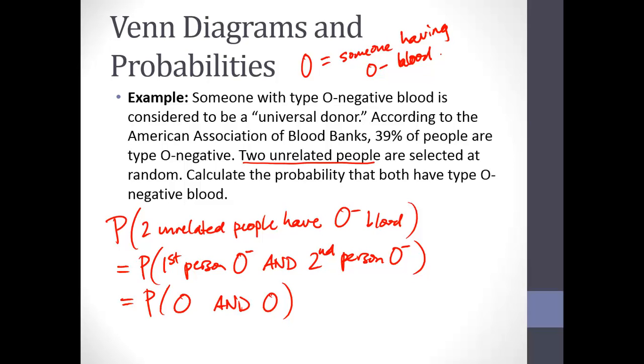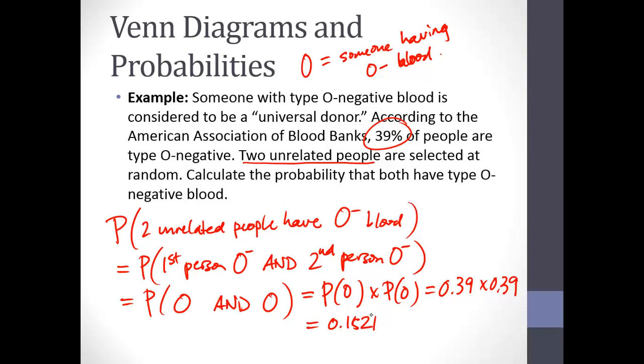Their blood types won't have any effect upon each other, and we can say that they're independent. So this is just equal to the probability of O times the probability of O, which from the example here, we know that 39% of people have type O blood. So this is just 0.39 times 0.39, which is 0.1521.